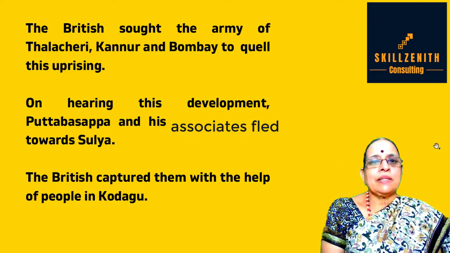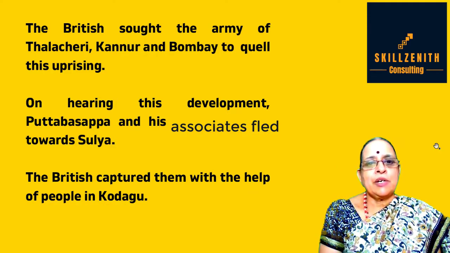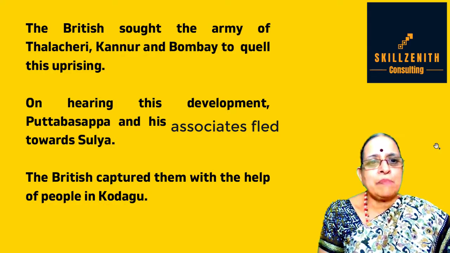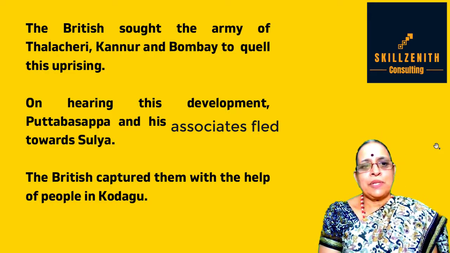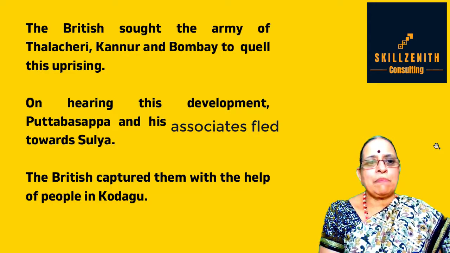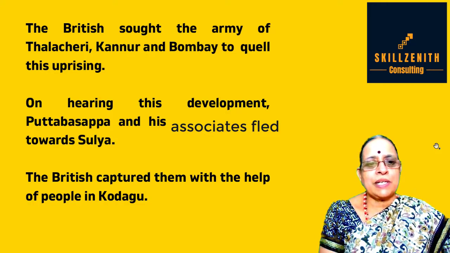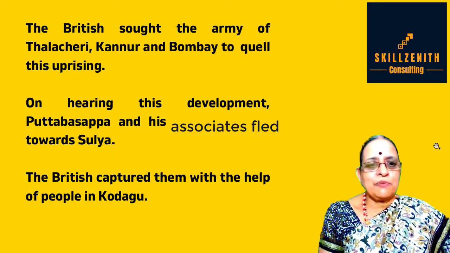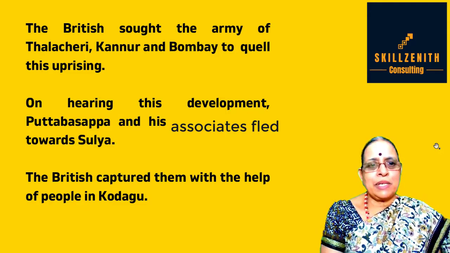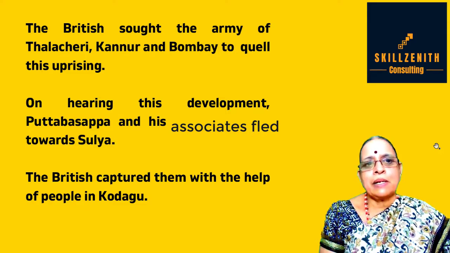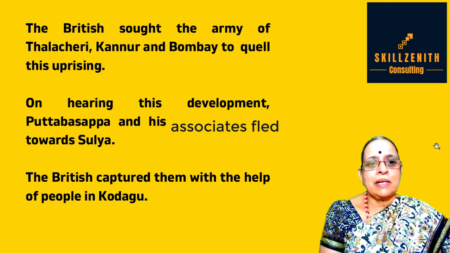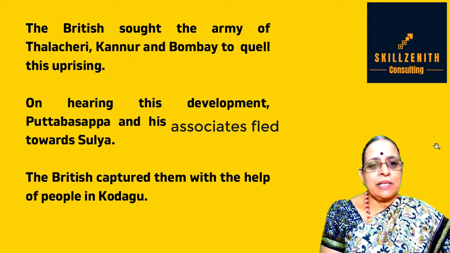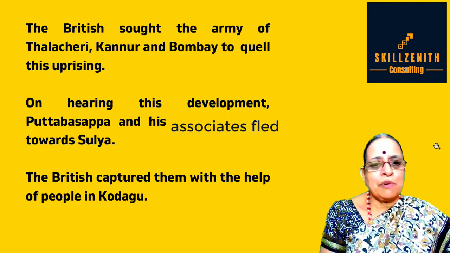The British sought the army of Thalacheri, Kannur and Bombay to quell this uprising, to put an end to this uprising. On hearing this development, Puttabasappa and his associates fled towards Sullya. So Puttabasappa and his friends, followers and supporters came to know that the British were coming with a huge army. So they ran away towards Sullya.